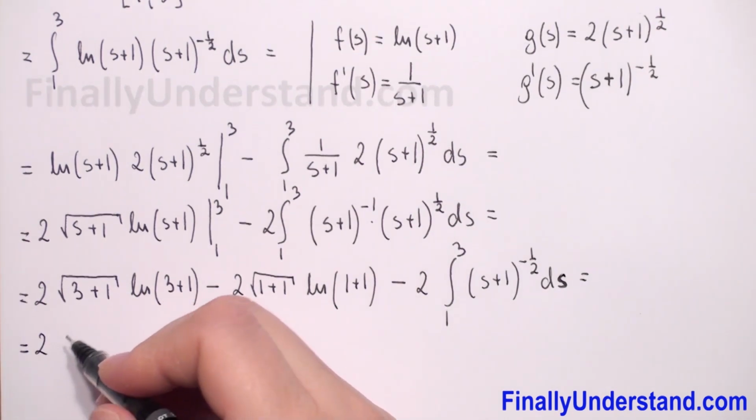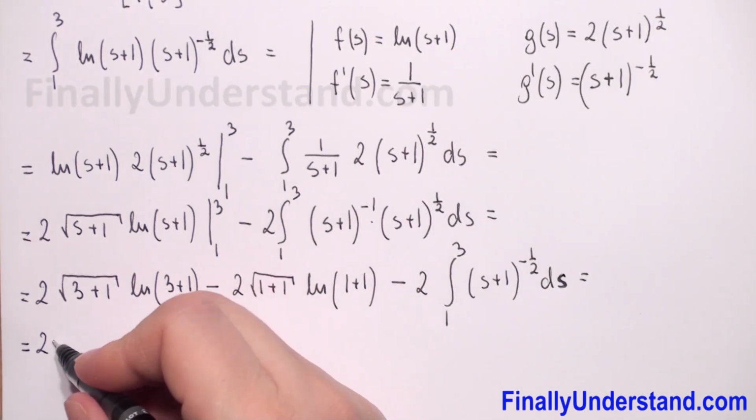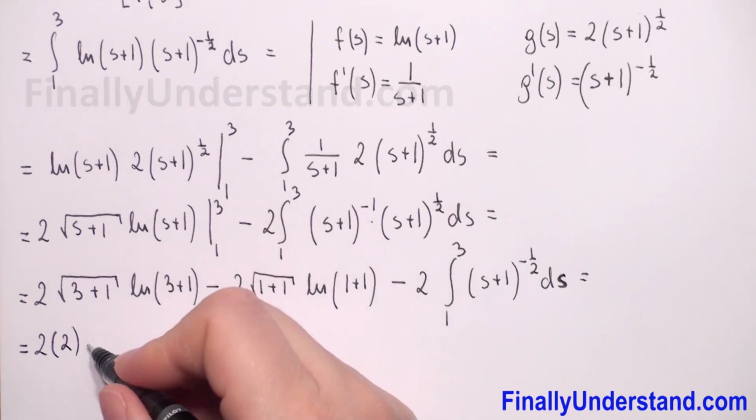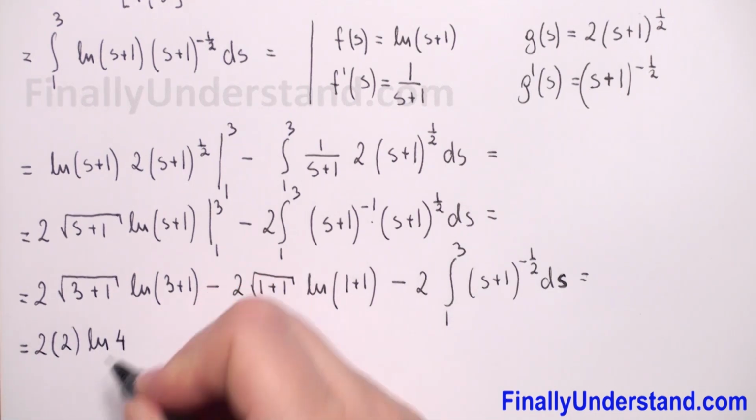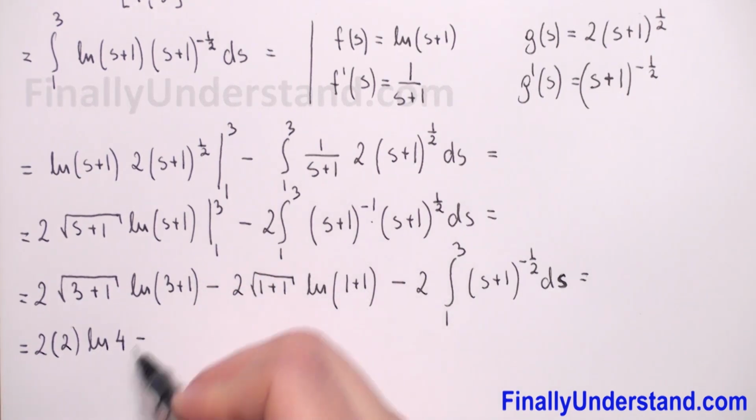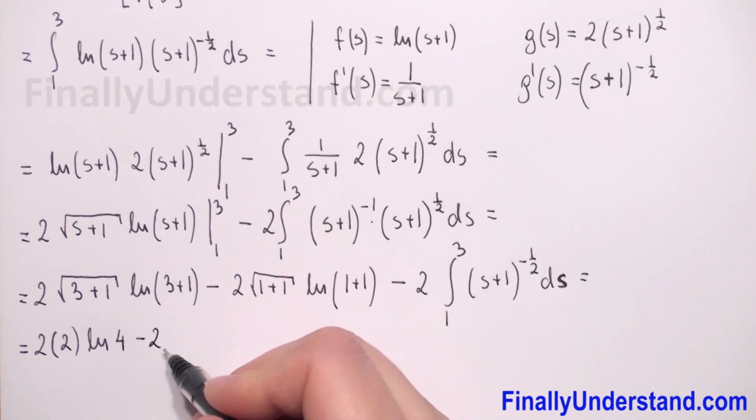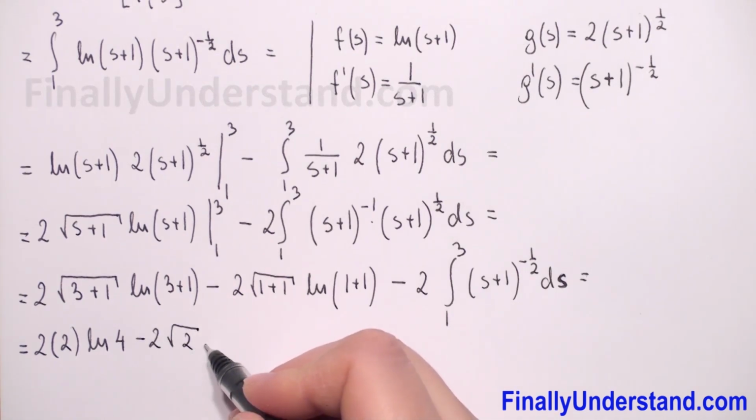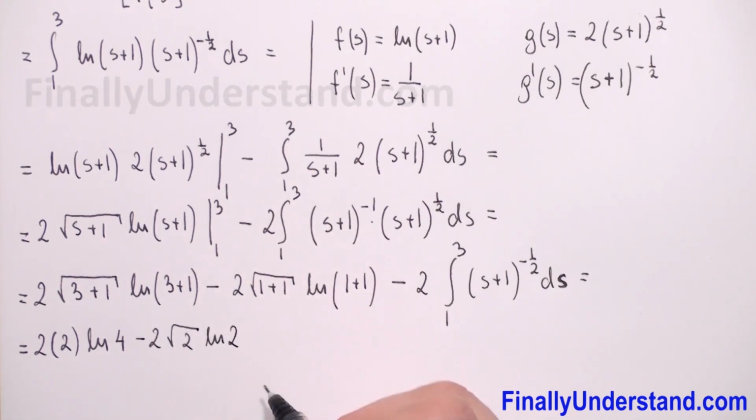We have 2 times square root of 4 is 2, so it will be 2 times 2 natural logarithm of 4, minus, we have 2 times square root of 2 natural logarithm of 2, minus, and now we have to copy 2.